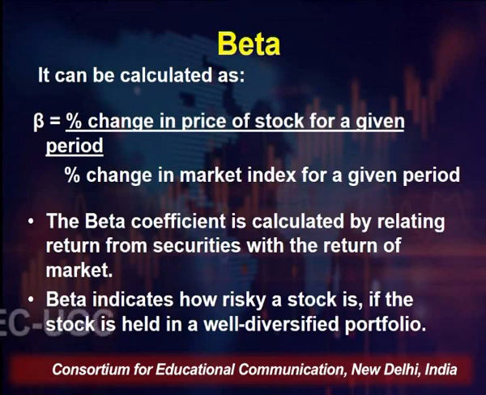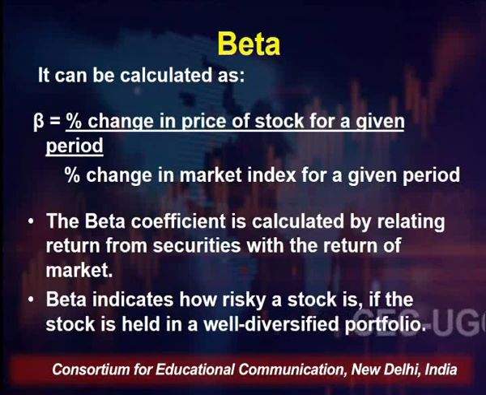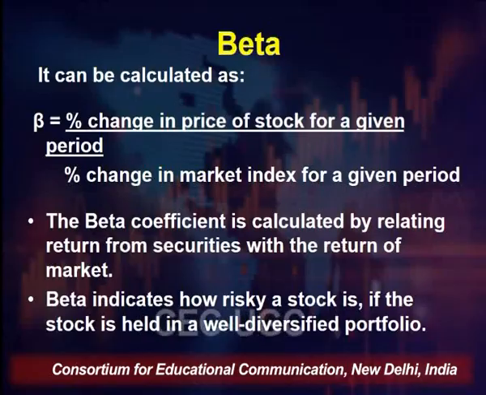Beta is equal to percentage change in the price of stock for a given period. That I was saying that in 2022-23, what was the percentage change in the price of a particular stock? Over a period of 1 year, what is the variation in the stock price of that period? Divide by the percentage change in the market index for a given period. That is, what is the variation in the index?